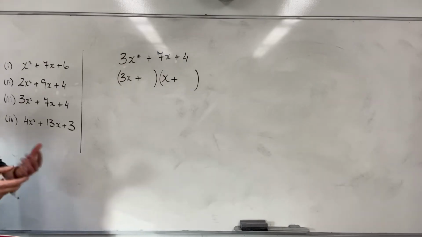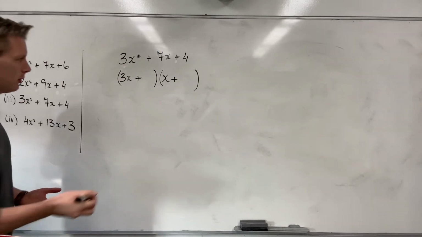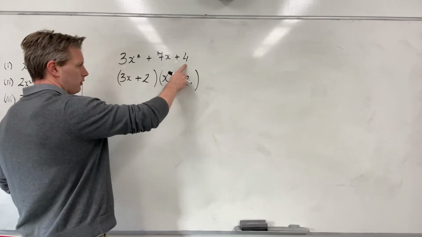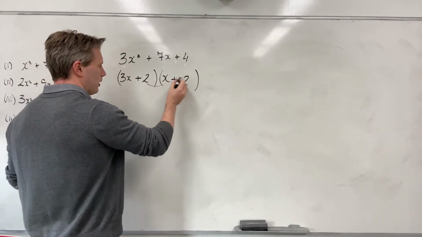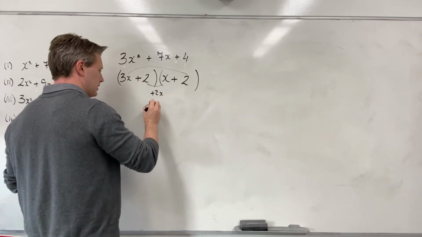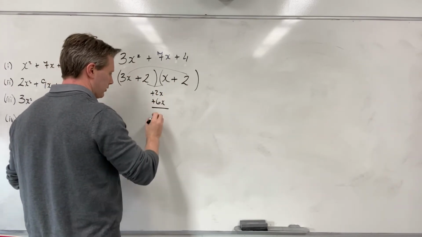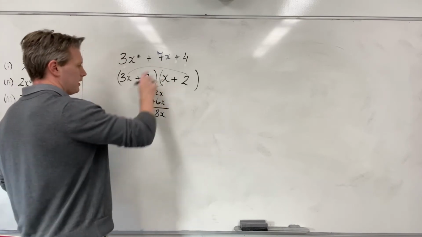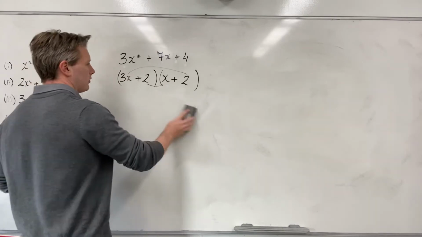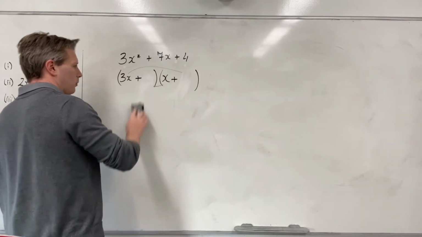Factors of 4, same as last time, 2 and 2. Let's try 2 and 2 first to start with that. I know that 2 times 2 will give me 4. Well, this will give me 2x. And 2 times 3, that's 6x. 2x and 6x, that's 8x. That's not what I'm looking for, so that doesn't work. So it's not 8x. These are not the factors. 2 and 2 does not work.